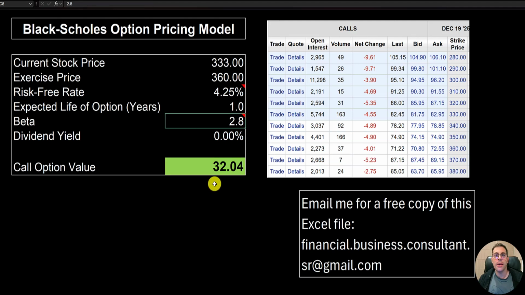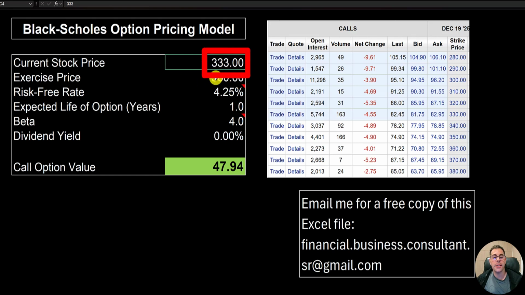The more volatile a stock is, the higher the option is going to trade at. Say their beta was 4. Now the option is worth $48. It's still not 71, so we wouldn't buy it. Let's say Tesla stock went up. It went up to 360, the exercise price. Now it's pretty close. It's at $64.